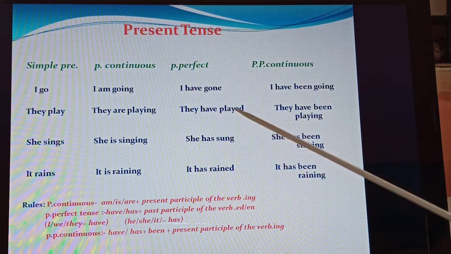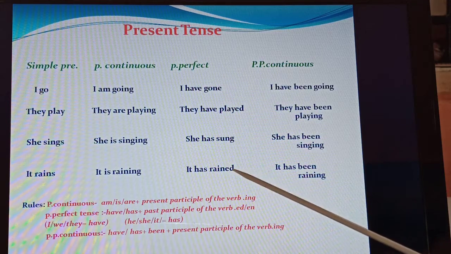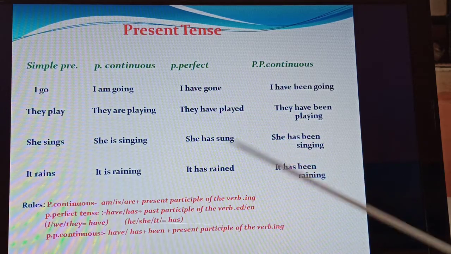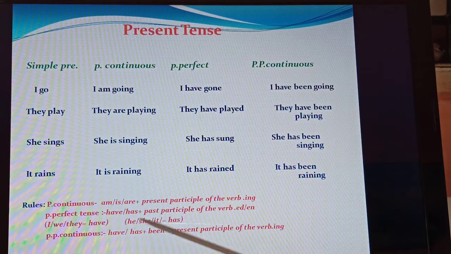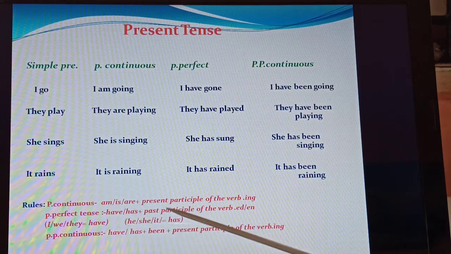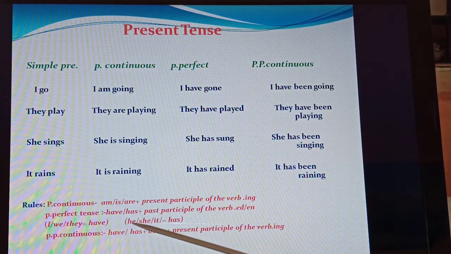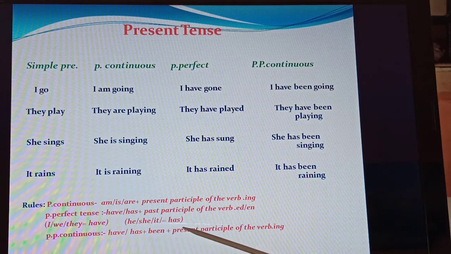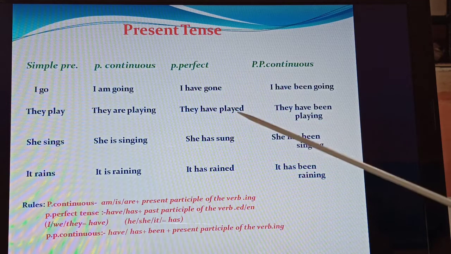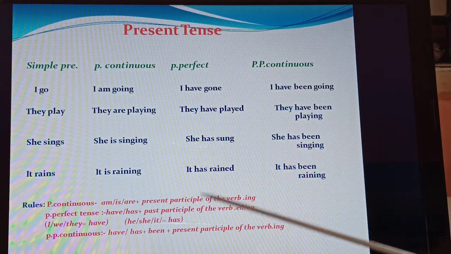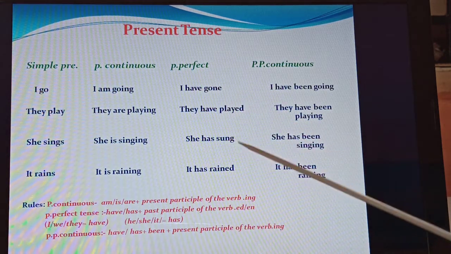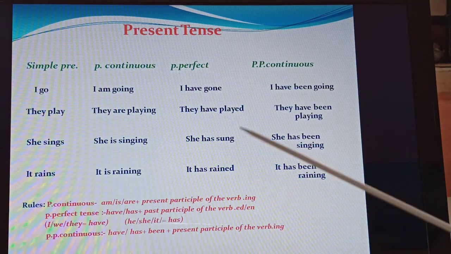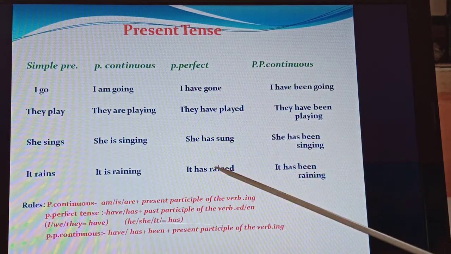You notice here, have and has. Many times students make mistakes when to use have and when to use has. You see I have written there, I have, we have, they have. Okay, with I, we and they, we have to use have. He, she and it, has. He has, she has, it has. Plus past participle of the verb, you see, go to gone, play to played, sings to sung, rains to rained. And I have gone, they have played, she has sung, it has rained.